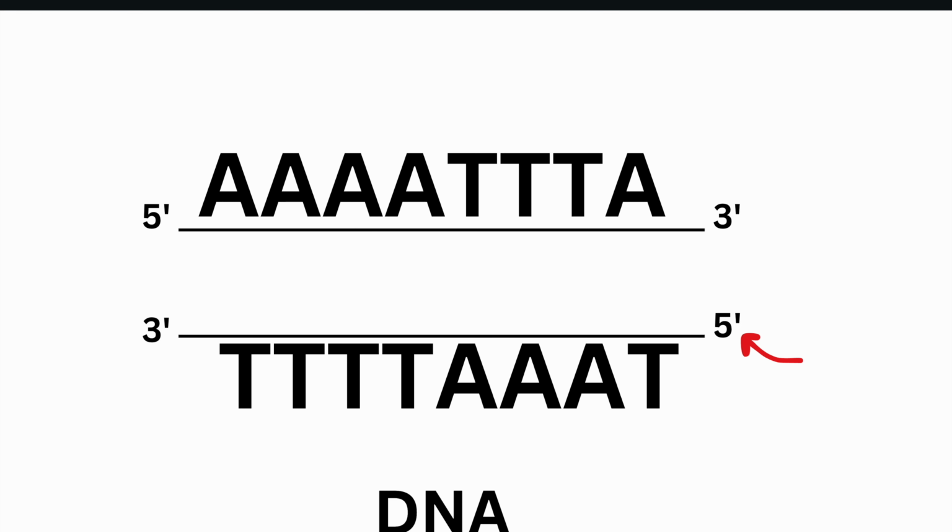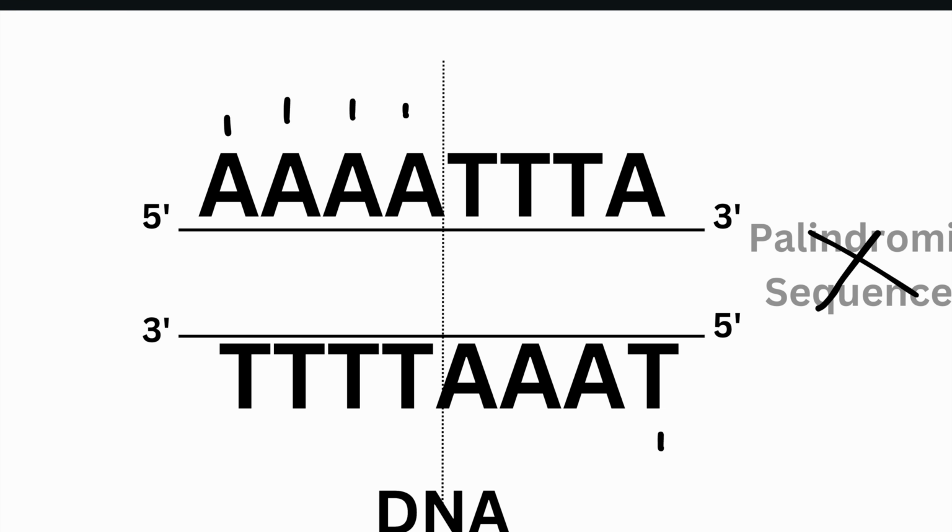Now let's see if this sequence is indeed palindromic. We're going to start by drawing a line that splits the sequence in half. Now we go through the same process and we look at the letters starting from the top left. Now looking at these letters, we can see that there are 4 adenosine residues on the top left. But if we look on the bottom right, we can see that the first letter is a T. That means that this is not a palindromic sequence.